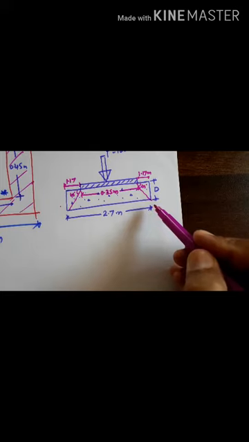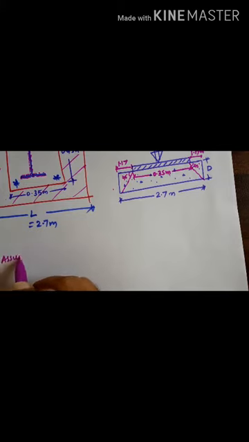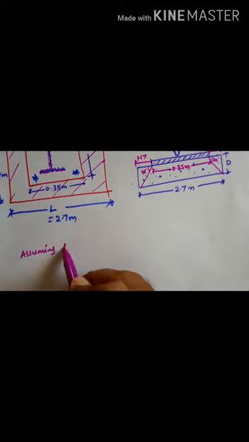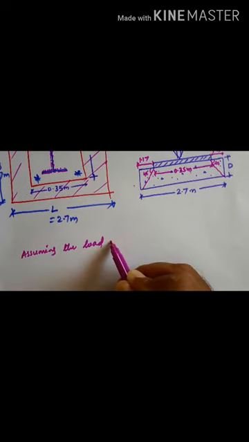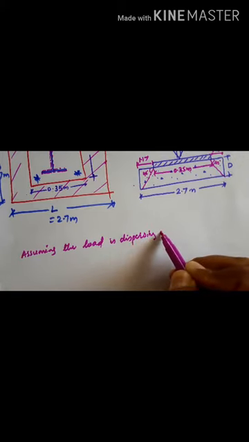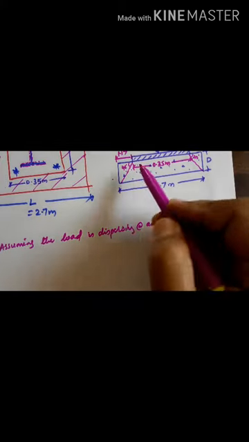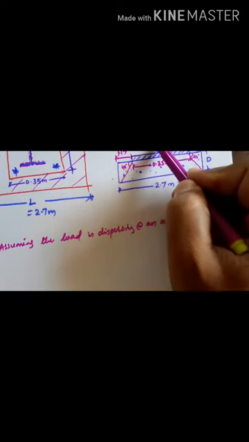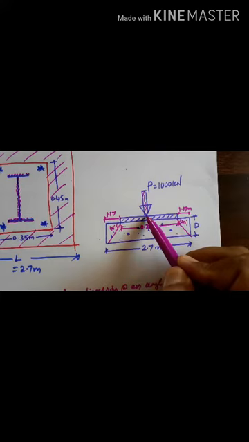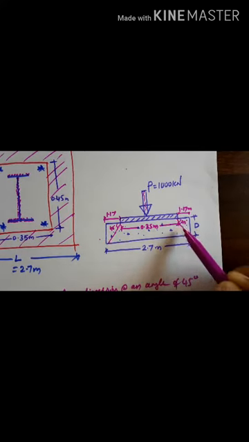So for the depth calculation we need to assume the load dispersion, assuming the load is dispersing at an angle of 45 degree. So here this is the base plate and this is the load acting. After the load comes on the base plate, that load is dispersing through the base plate into the concrete pedestal at an angle of 45 degree, on both sides.